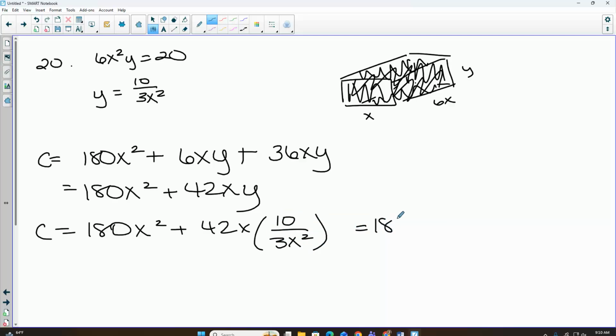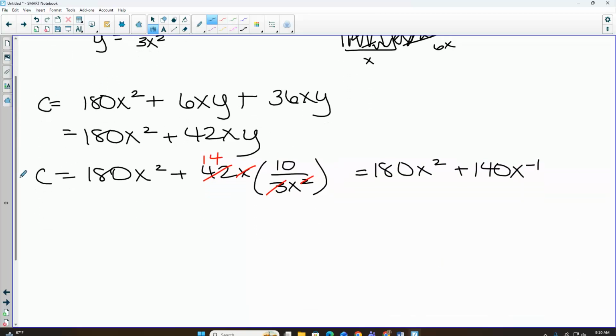So that gives me 180x squared. And since x, 42, so that's 140 over x, or could I write that as 140x to the negative 1? I am trying to minimize my cost. Anytime I ask for a maximum or a minimum, you do the derivative. So the derivative of 180x squared would be 360x, minus the derivative of 140x to negative 1, which would be negative 140x to the negative 2.